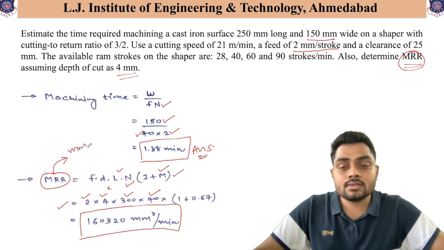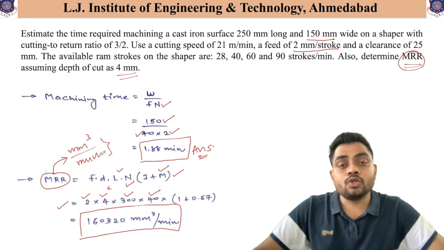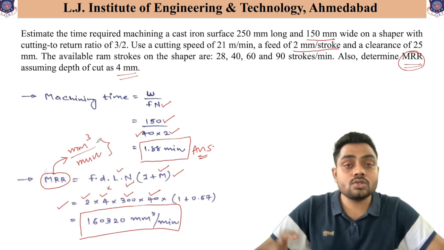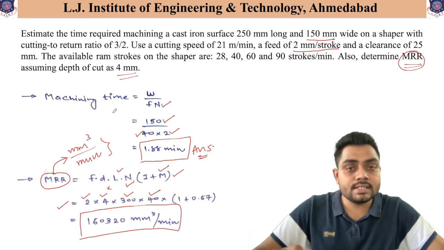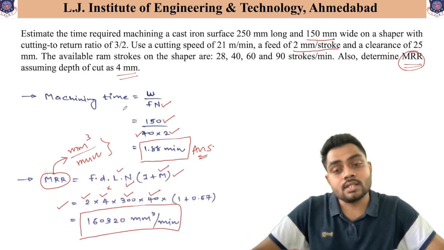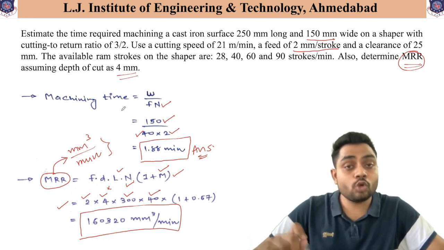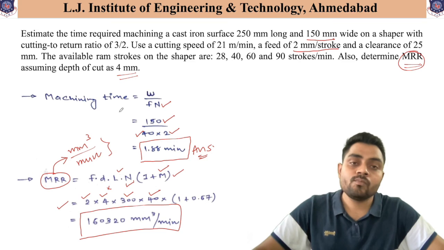You need to clearly understand that here by using all this data you will find the MRR in mm³ per minute. So unit is also important. You also need to mention the unit at the end of each and every calculation, because if you do not mention the units, then it will also deduct your marks. So the proper unit representation is also important.